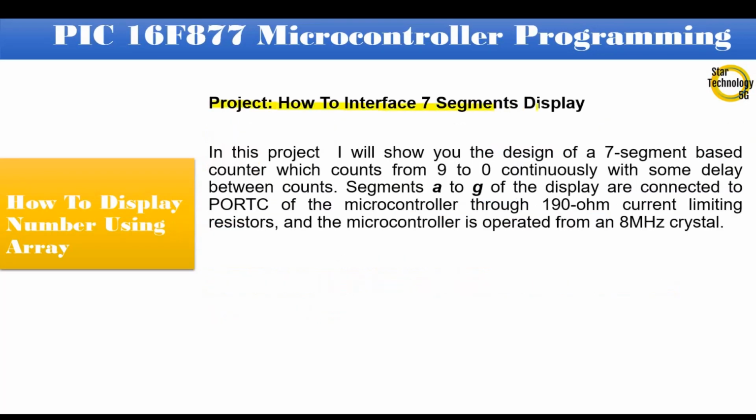Project: how to display numbers using array. In this project, I will show you the design of a 7-segment based counter which counts from 9 to 0 continuously with some delay between counts. Segments A to G of the display are connected to port of the microcontroller through 190 ohm current limiting resistors, and the microcontroller is operated from an 8 MHz crystal.